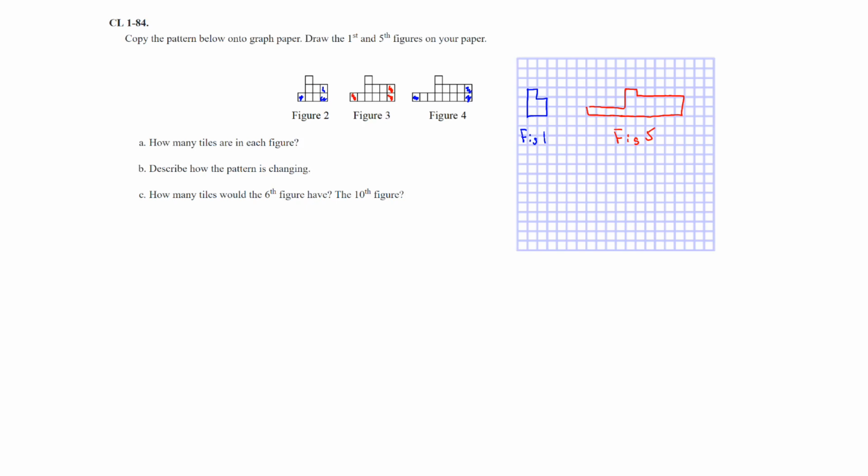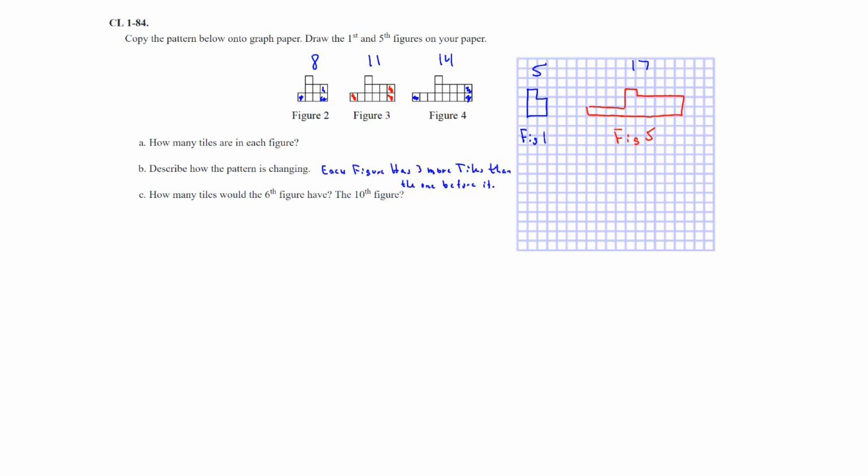How many tiles are in each figure? Figure 1, the total would be 5. Figure 2, you're adding 3, so that would be 8. Figure 3, you're adding 3 again, so 11. Figure 4, you added 3, which would be 14, and then figure 5, if you added 3 again, there should be 17. That's part A. Describe how the pattern is changing. Each figure has 3 more tiles than the one before it.